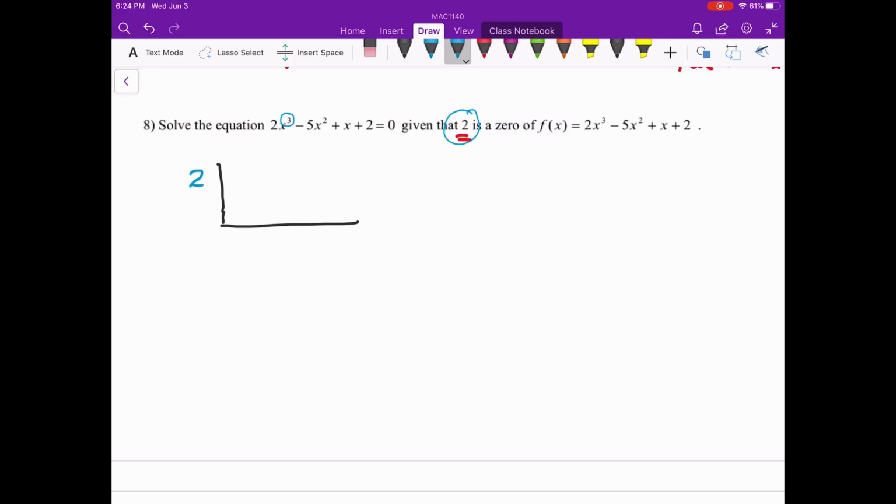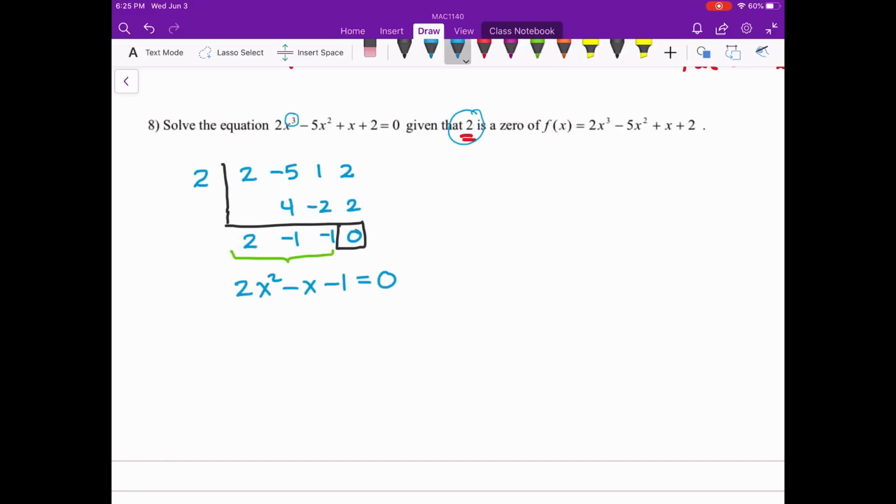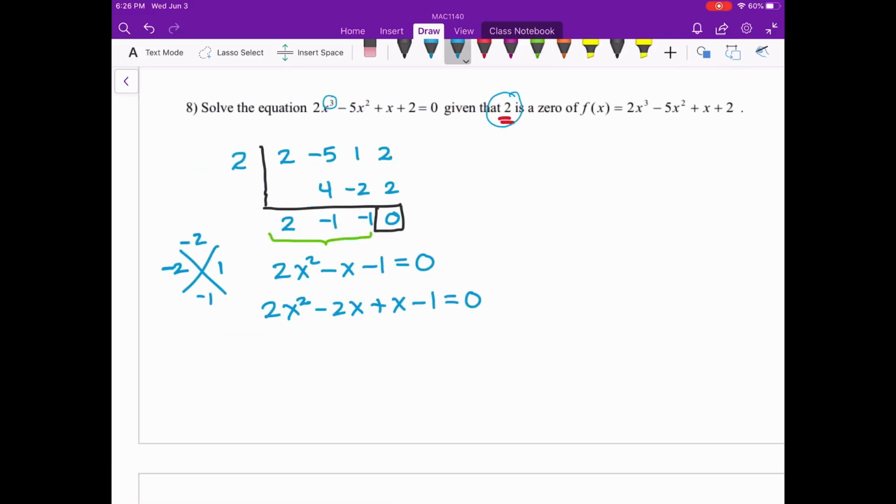Notice that I'm using the same sign because this is not a factor. This is not x minus c. This is just a number that I want to plug in. So this confirms that 2 is one of the zeros. Now I'm going to keep working with these ones. Just factorize, and I'm ready to find the other two zeros.